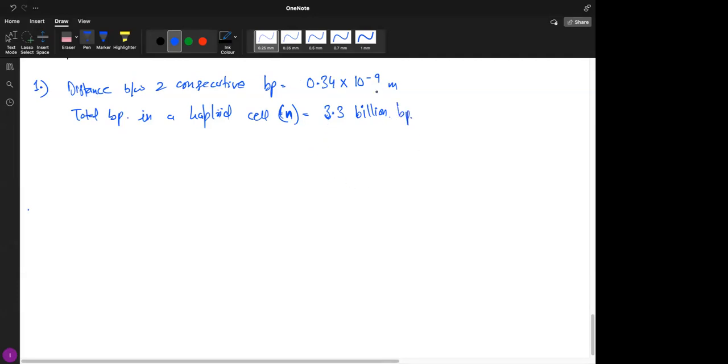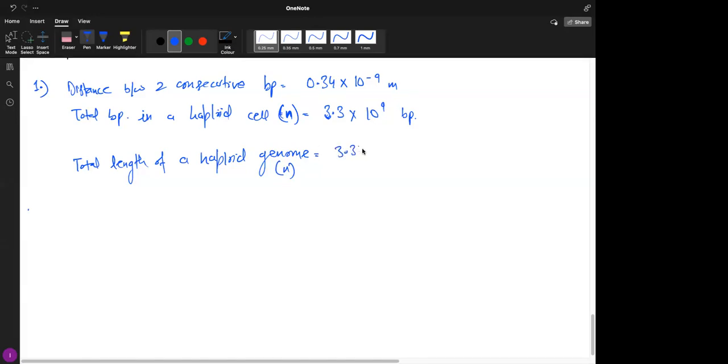And the distance between two base pairs is this much. Now, if I convert this also for sake of clarity in mathematics, can I write what Aisha also suggested? 3.3 into 10 raised to power 9 base pairs. Now, all I want, how do you find distance in mathematics? If I want to find total length of a haploid genome, which means n.